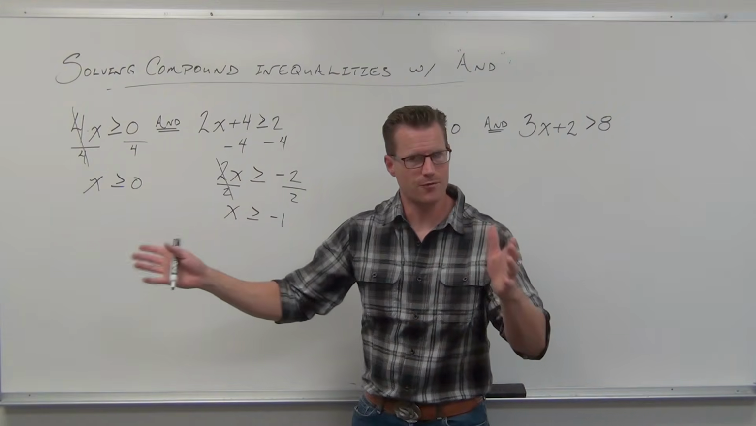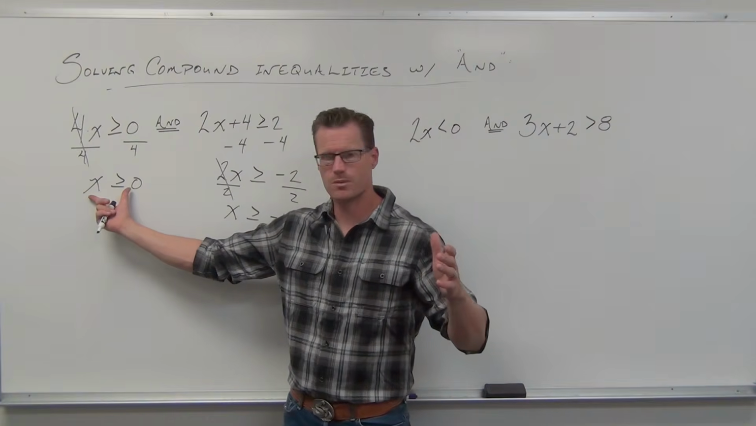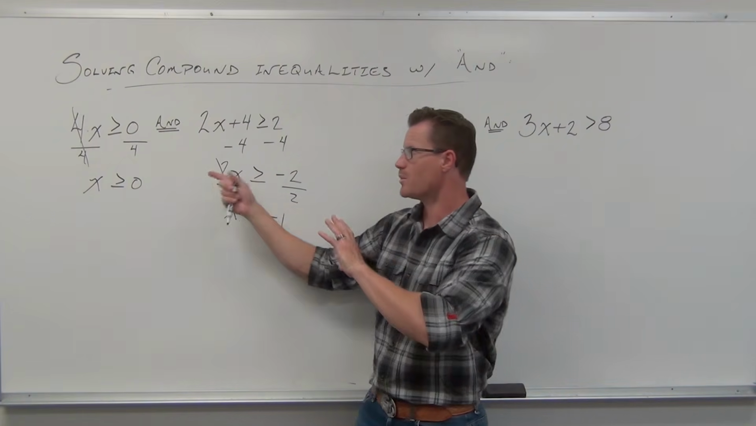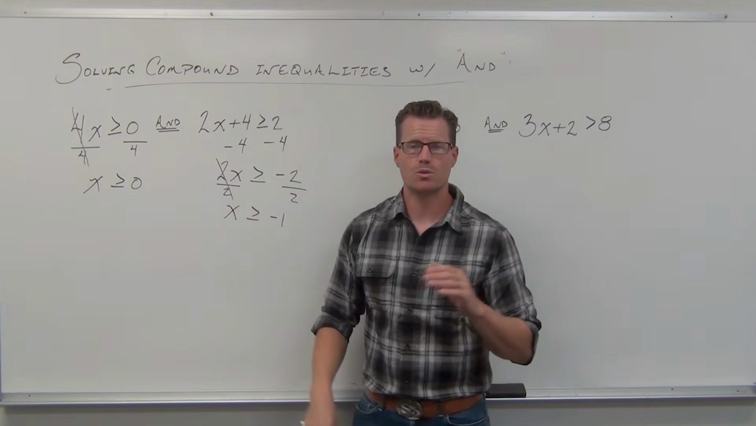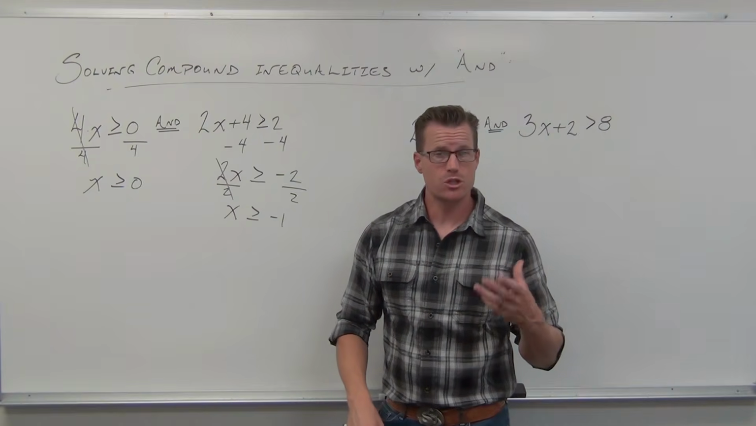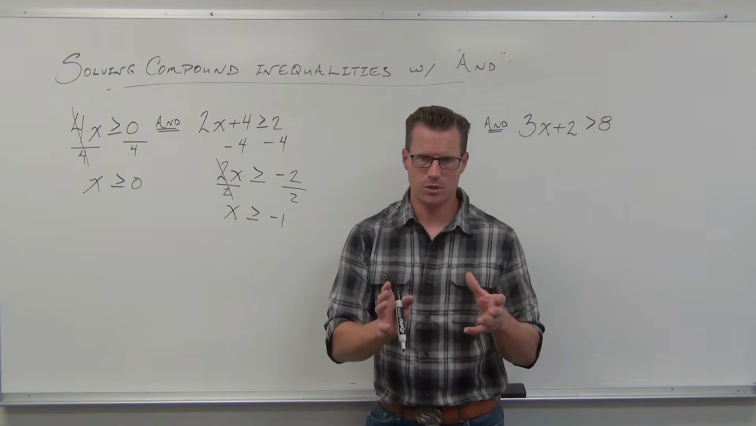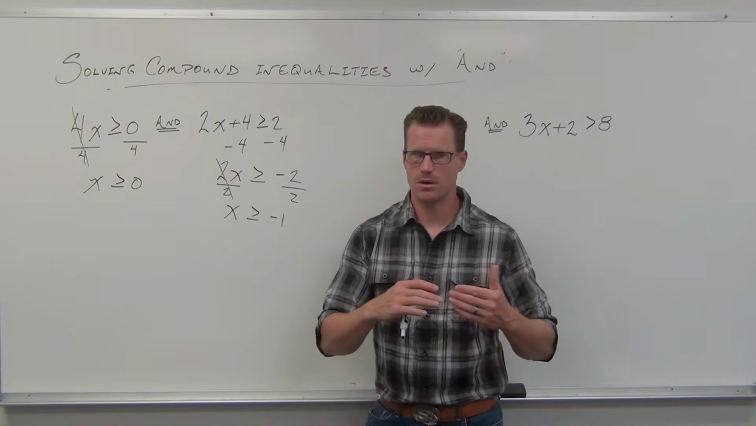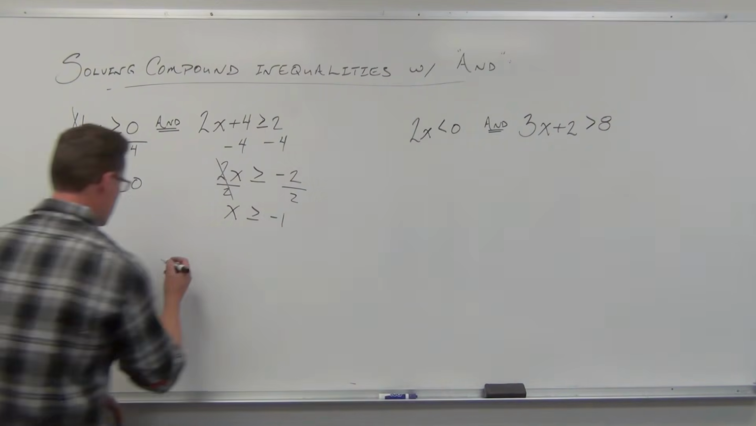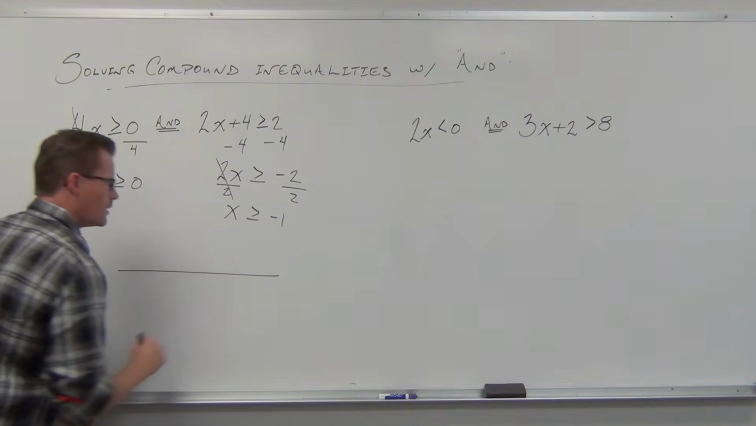Hey, they're set up great. Verify that they're set up perfect. Variable on the left-hand side. Variable on the left-hand side. We solve them appropriately, no problem. We get the word and between them. So we are looking for a crossover. Now here's where it gets a little weird. We are still going to graph these. You're always going to graph inequalities, compound inequalities on a number line. Always. We're going to do that.